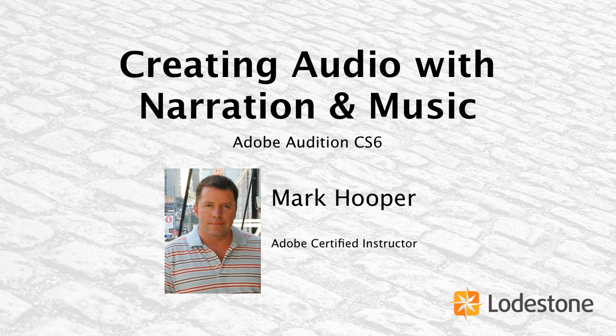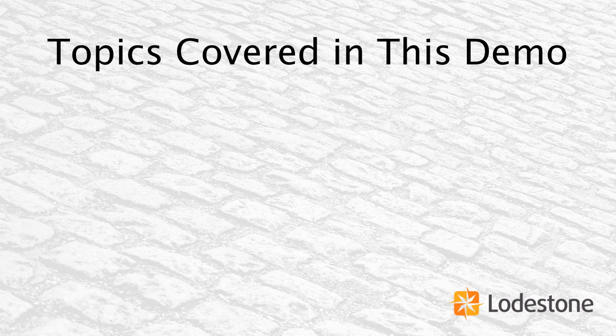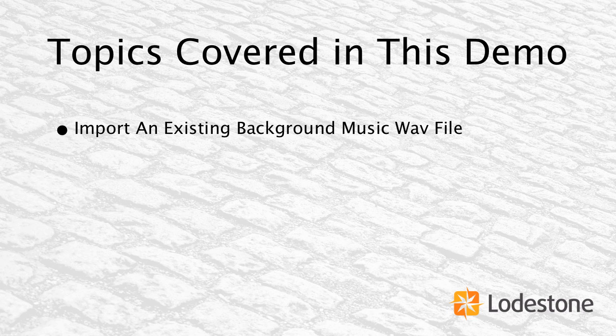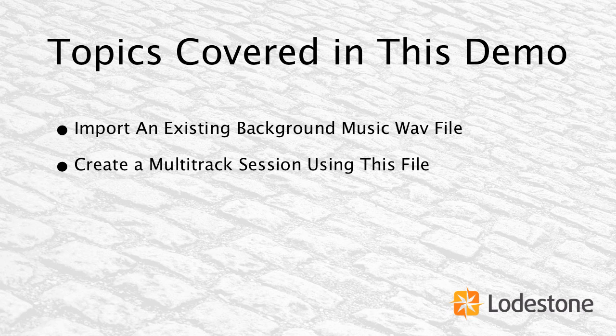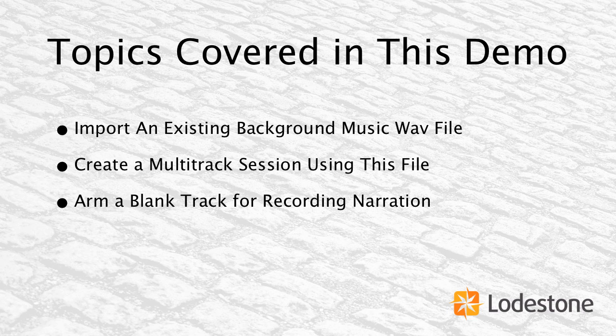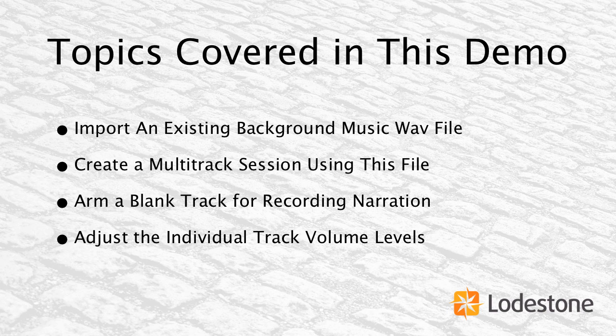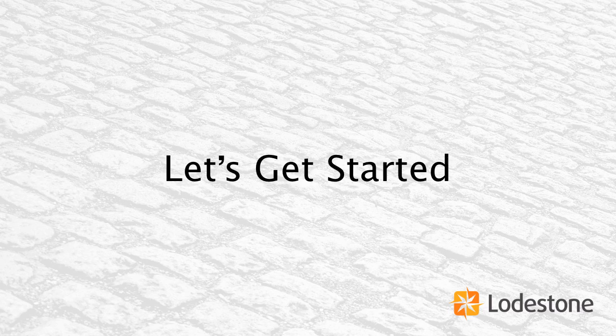This session is titled Creating Audio with Narration and Music using Adobe Audition CS6. Today's demo will include topics covering how to import an existing WAV file as background music into Audition, create a multi-track session using this background music file, arming a blank track in the multi-track session to record our narration, adjust the individual track volume levels, and then finally, we'll take a look at how to export this multi-track file out as an MP3. Let's get started.